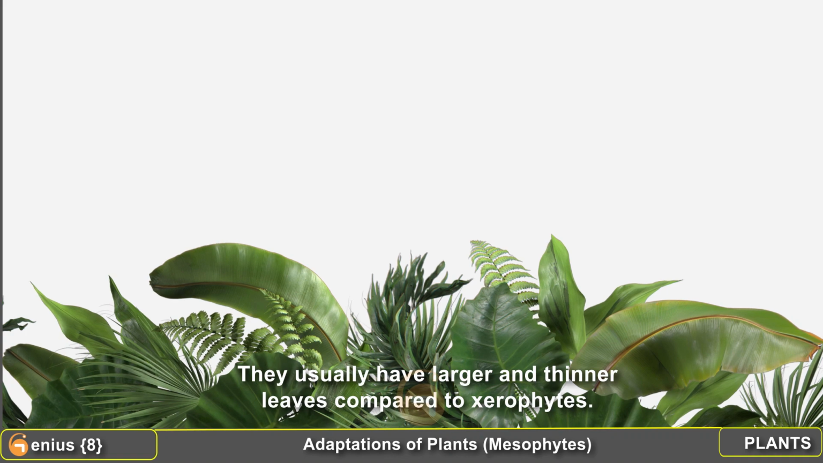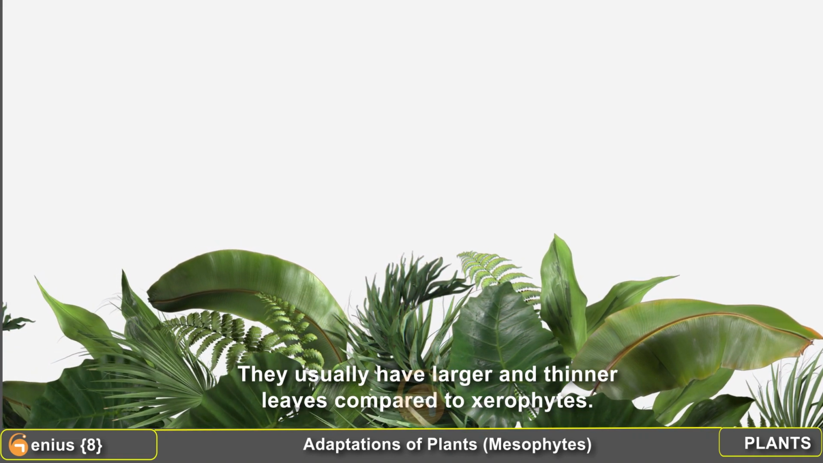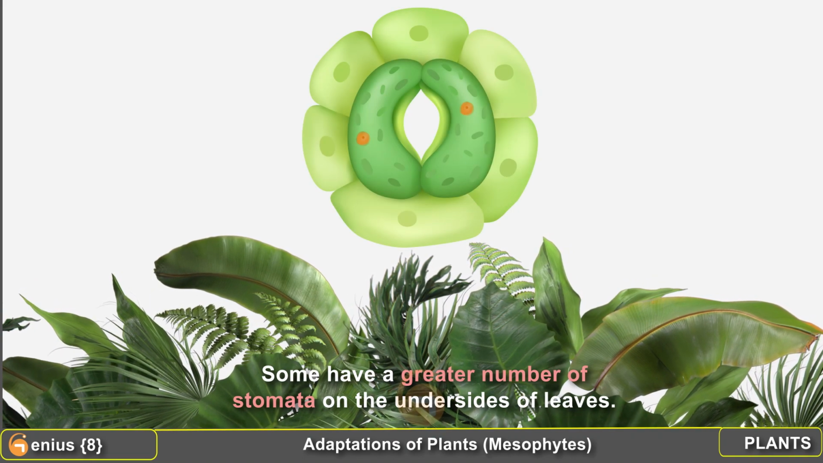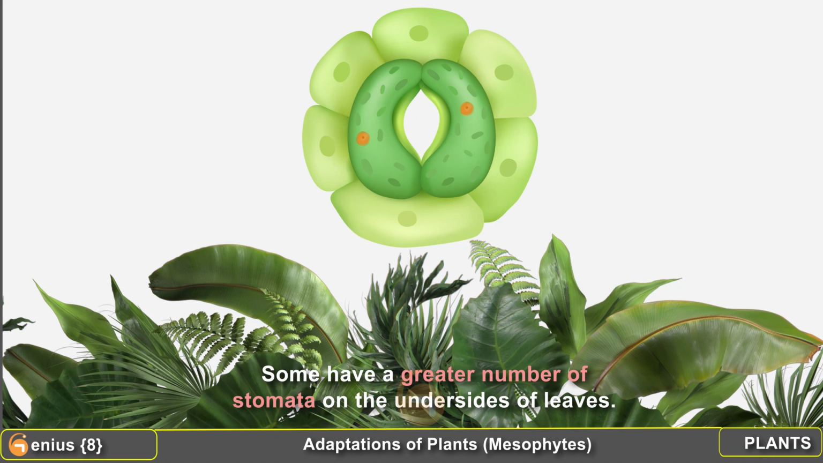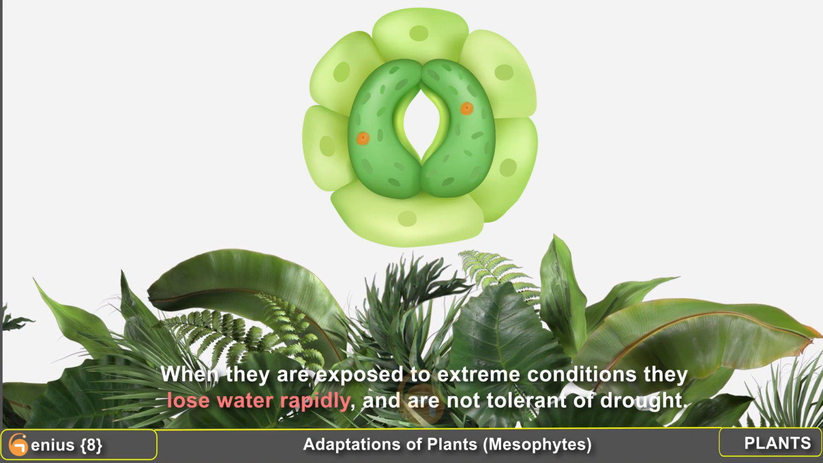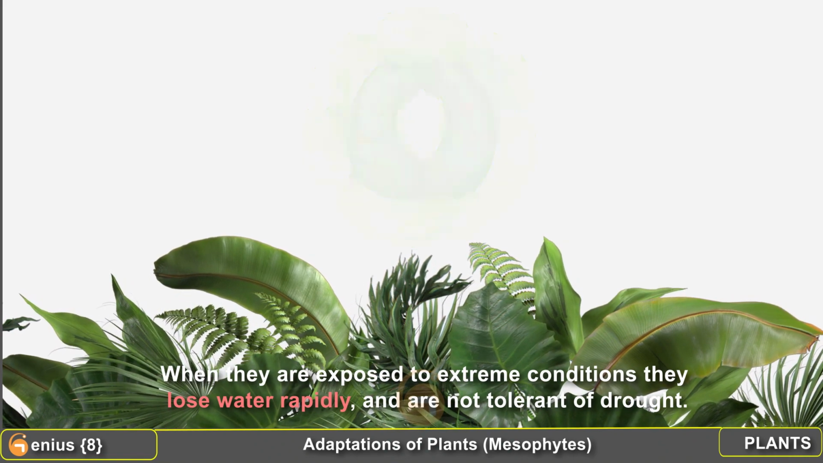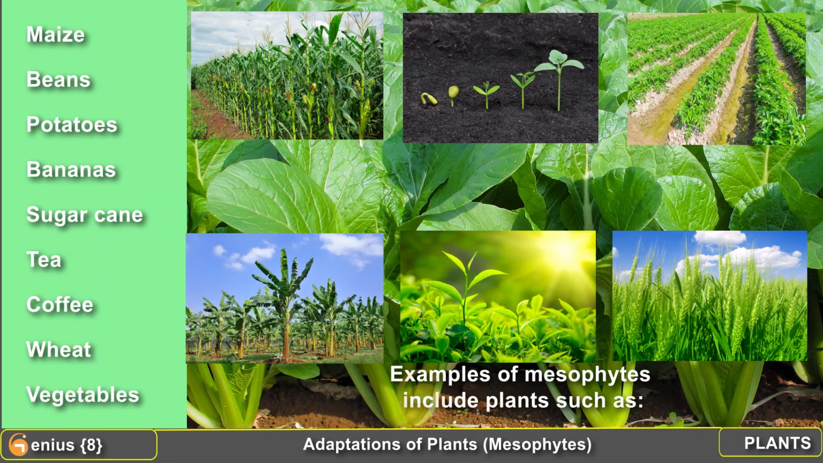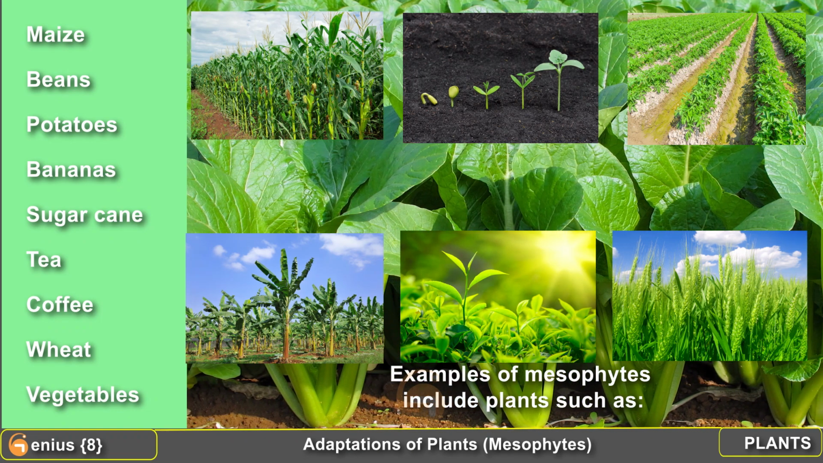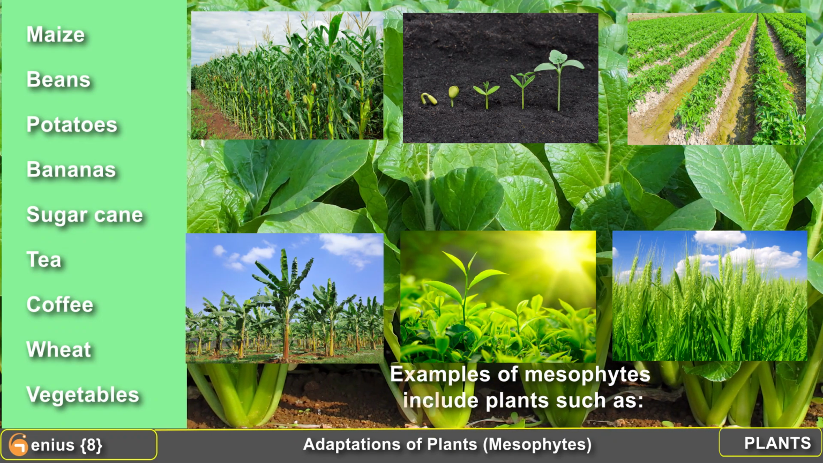They usually have larger and thinner leaves compared to xerophytes. Some have a greater number of stomata on the undersides of leaves. When they are exposed to extreme conditions, they lose water rapidly and are not tolerant of drought. Examples of mesophytes include plants such as maize, beans, potatoes, bananas, sugar cane.